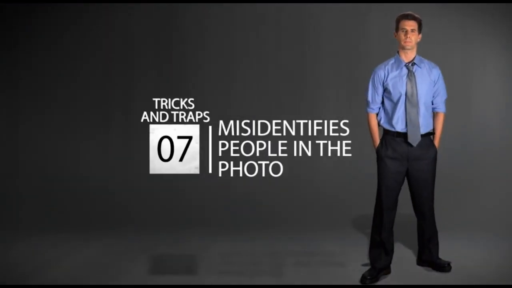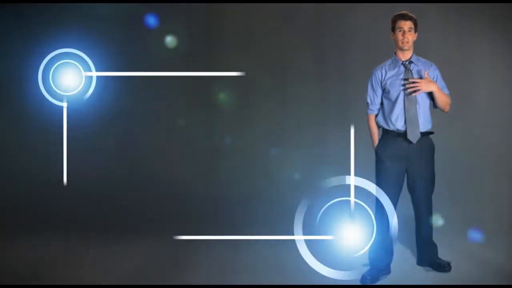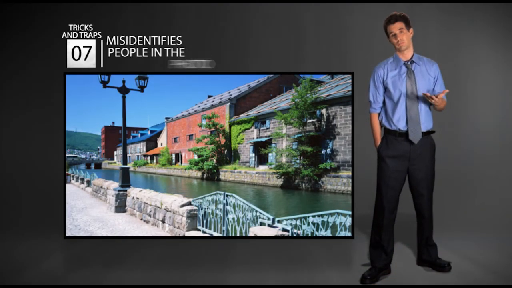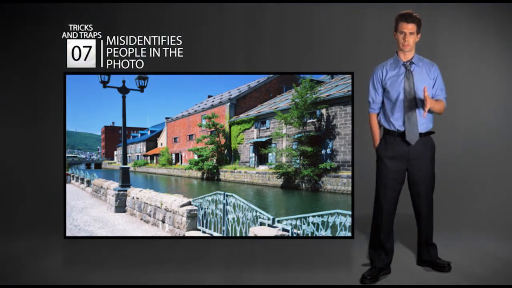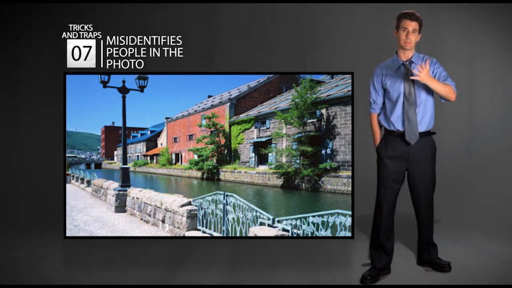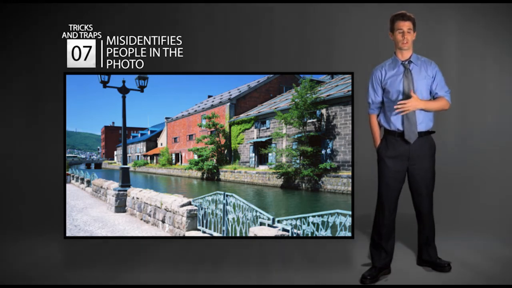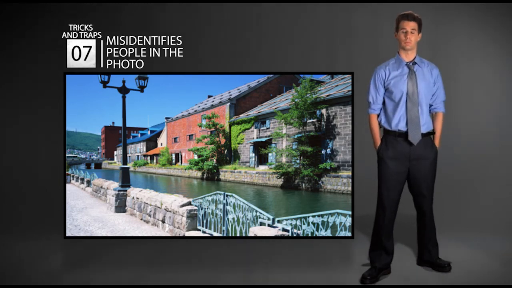The next trick is when the answer choice says that there are many people in the picture, or some people in the picture. But if we look at the picture, there are no people. Maybe the building is empty, or the streets are empty. Let's take a look at an example.